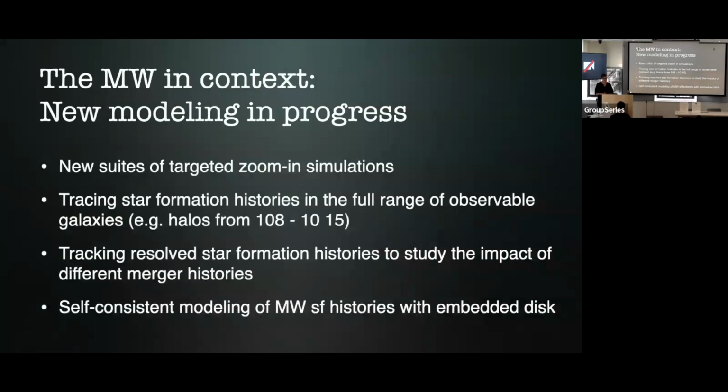I maybe have a few minutes left. I'll just say a little bit about some of the new modeling that we're doing, and I'd love to talk with anyone more about this.